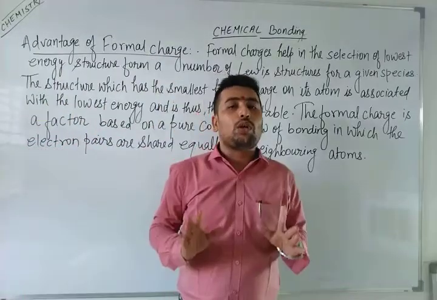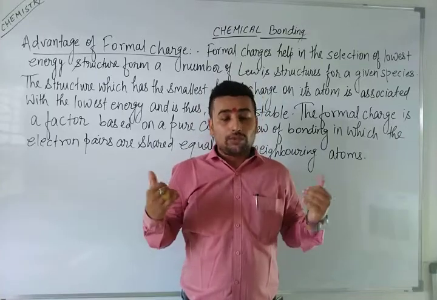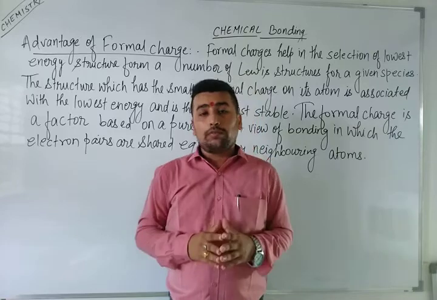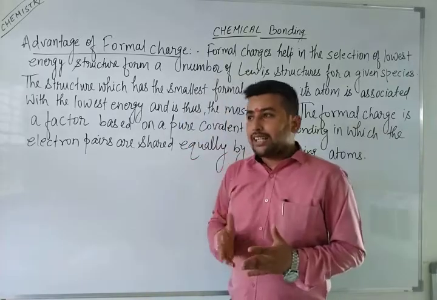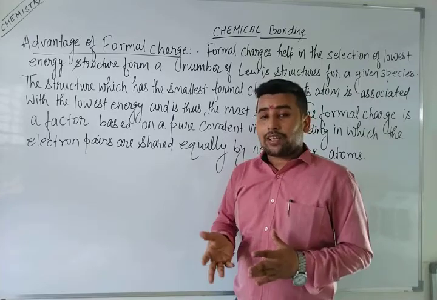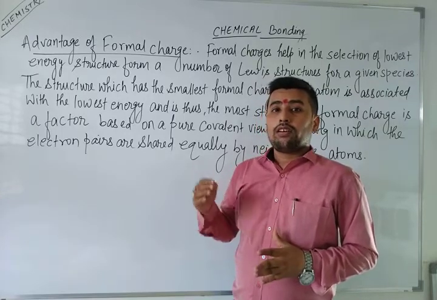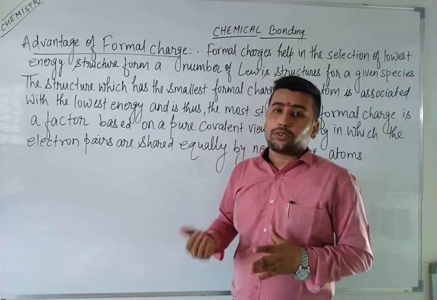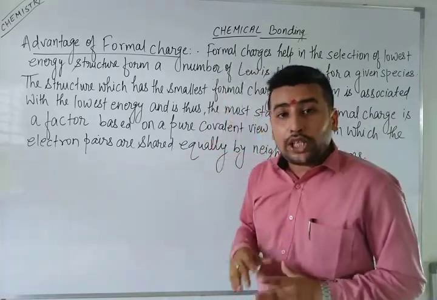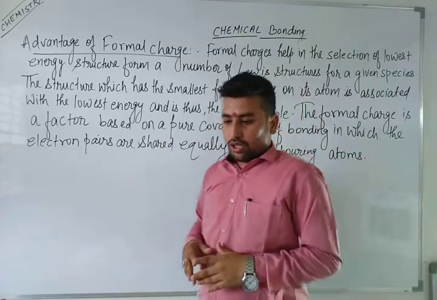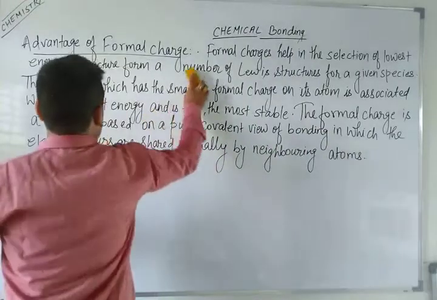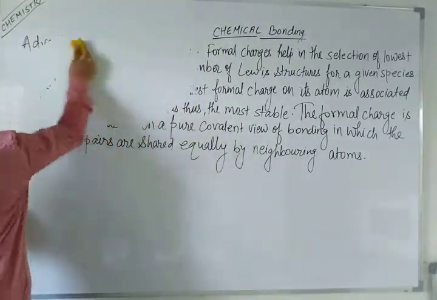So we have seen the advantages of formal charge, and we have seen the Lewis dot structure also. Each and every Lewis dot structure was very good, but they still have some limitations by which this theory was found lacking. So now we are going to learn the limitations of Lewis dot structure, or you can write limitations of octet rule. Give a heading, limitations of octet rule.